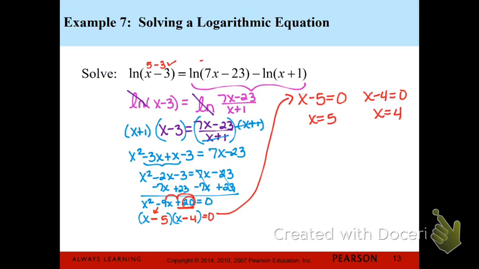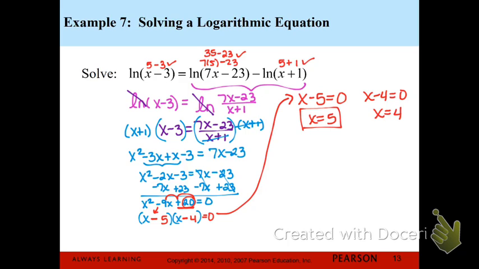Then check the next one. 7 times 5 minus 23. Well, what's 7 times 5? 35. Minus 23. Is it positive, negative, or 0? Positive. So that's good. And then here we've got 5 plus 1. Is that positive, negative, or 0? Positive. So that one works. So 5 works. It's my solution, or one of my solutions.